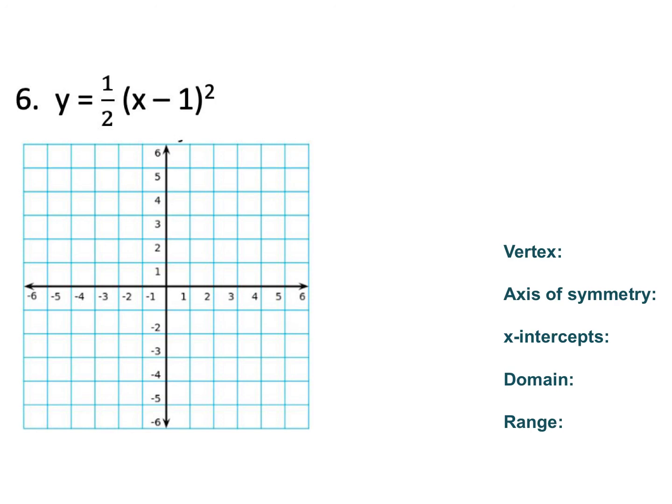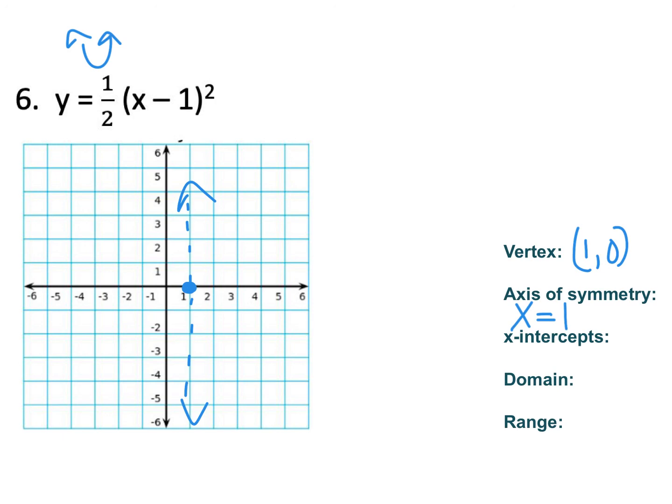Okay, so this one is in vertex form. So my vertex, opposite same, would be (1, 0). I'm going to go ahead and plot that on the x-axis. So my axis of symmetry is the vertical line through my vertex. It's going to be x equals 1. I'm going to find one point to the right. I know this is going to be a smiley face that opens upward.